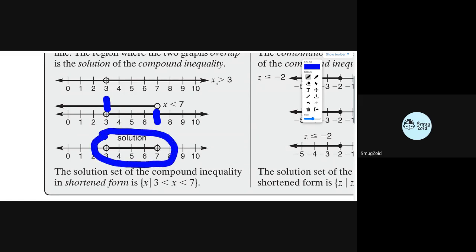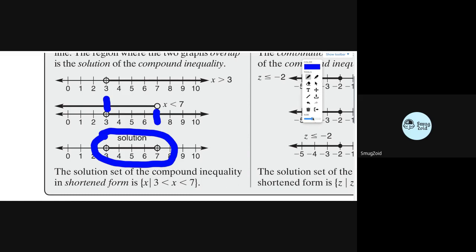Now, keep in mind, any number greater than 3 and any number less than 7 will fit the solution set. If you were to write a shortened version of it, it looks like this. 3 is less than x, and 7 is greater than x, so x just fits in the center. That's the shortened version of this.